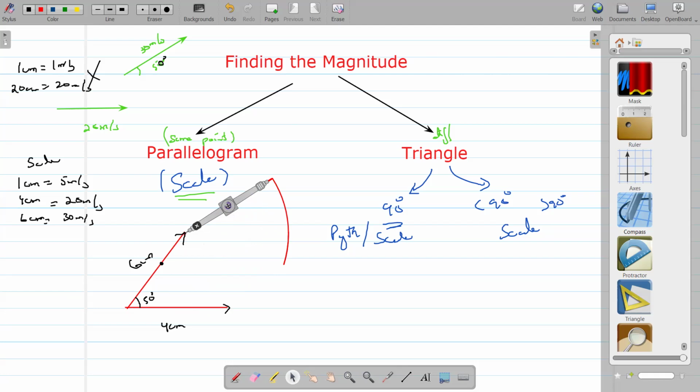Then we remove the compass from here and open the compass to 6 centimeters, the length of this vector. We open the compass 6 centimeters, place it on the opposite side, and then draw an arc.